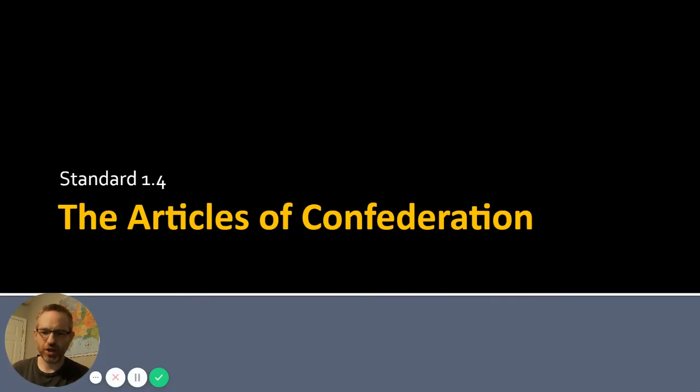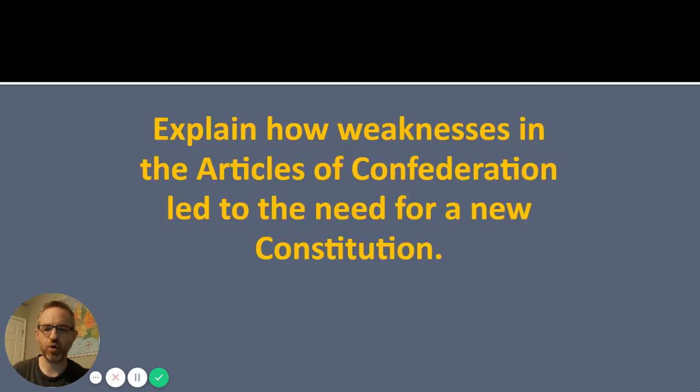Well, hey guys, today we're going to talk about Standard 1.4, which is the Articles of Confederation. Before you walk out of here, you should be able to explain how weaknesses in the Articles led to the need for a new Constitution. So, some of you look at that and you're like, that doesn't make any sense at all. What's an Articles of Confederation?